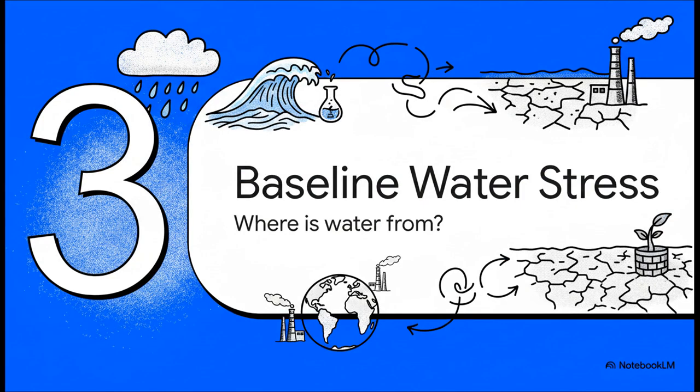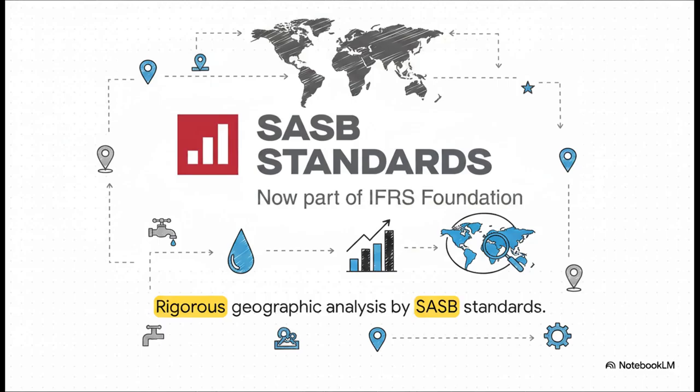Now we shift our focus from what is happening to the water to where it is happening in Section 3, defining baseline water stress. In the world of sustainability accounting, location literally changes everything. Think about it. 1 million gallons of water withdrawn in a rainy, flood-prone region carries a vastly different risk profile than 1 million gallons sucked out of a drought-stricken desert.